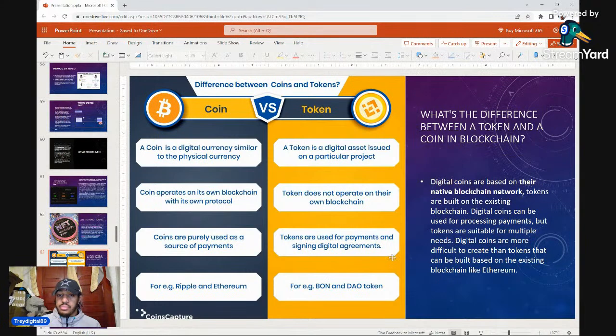All right. So it says, what's the difference between a token and a coin in blockchain? Digital coins are based on their native blockchain network. Tokens are built on existing blockchain. Digital coins can be used for processing payments, but tokens are suitable for multiple needs. Digital coins are more difficult to create, while tokens can be built based on existing blockchain like Ethereum. So Ethereum is the protocol for Ether coin, for Ether. That's the digital payments, because Ether is a cryptocurrency.